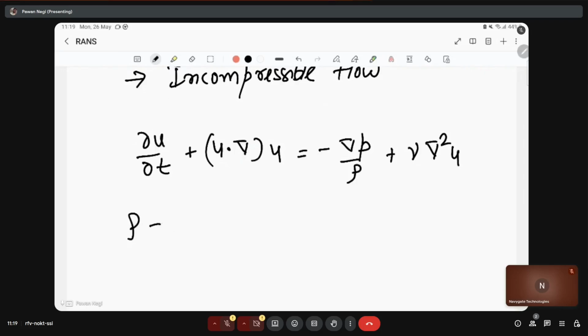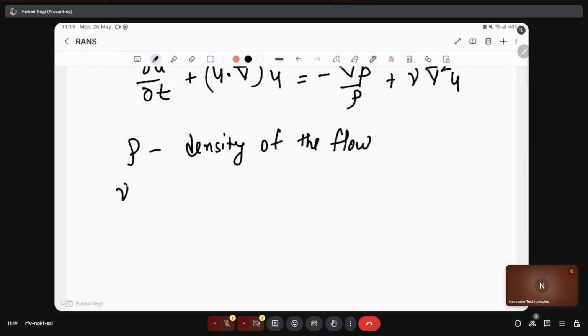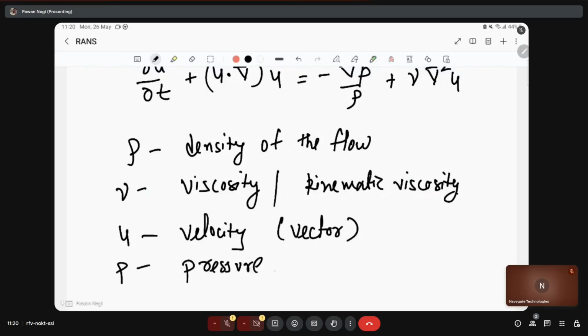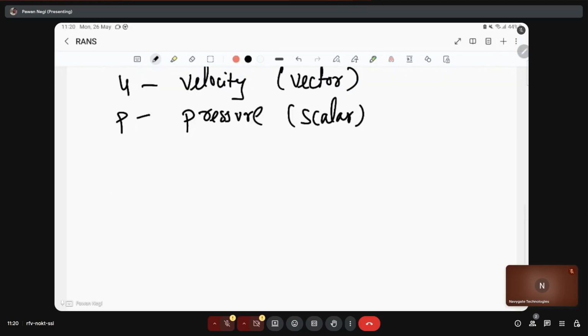Where rho is the density of the flow and nu is the viscosity. Okay, this is kinematic viscosity. U is the velocity. Remember that this is a vector, and P is pressure. This is a scalar. And the second equation is the continuity equation, which is the divergence of velocity is equal to 0.